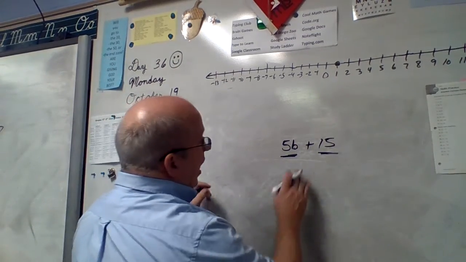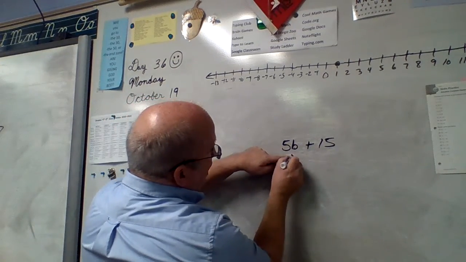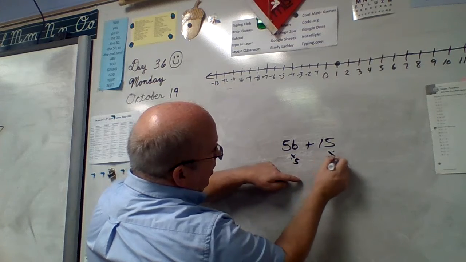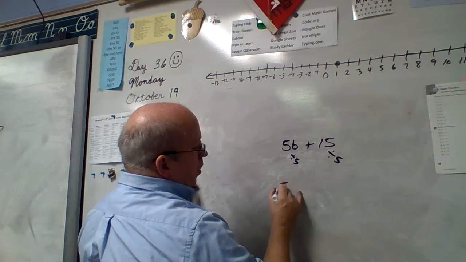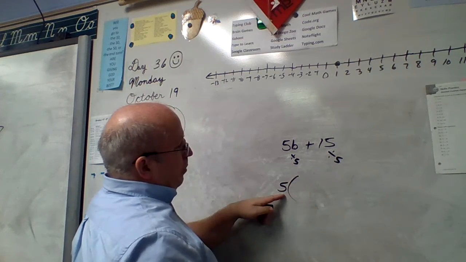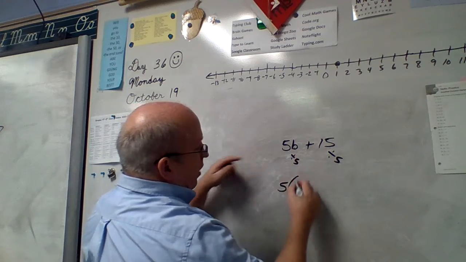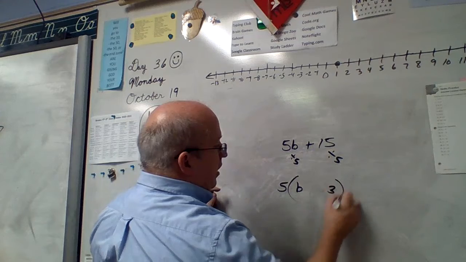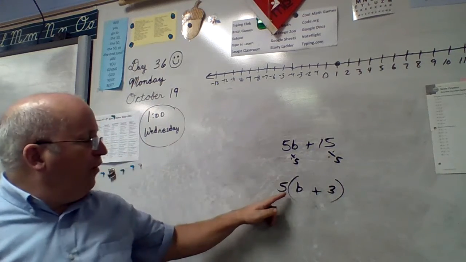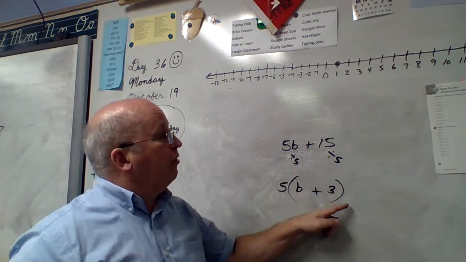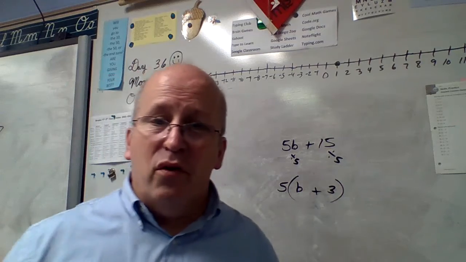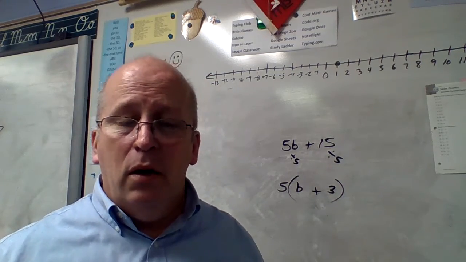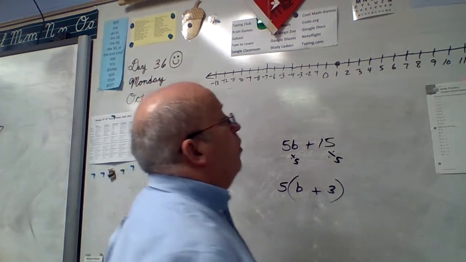And in my mind, I'm thinking we can divide out of this and this a 5. And look where I put it. I put it out in front of a parentheses. And when I divide out the 5, I'm left with a b here, and I'm left with a 3 here. So I end up with 5 times the quantity of b plus 3. Doesn't that look like the reverse of the distributive property? I hope it does. Let's try another one.